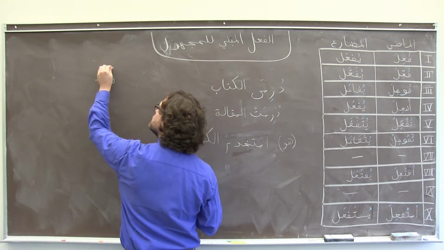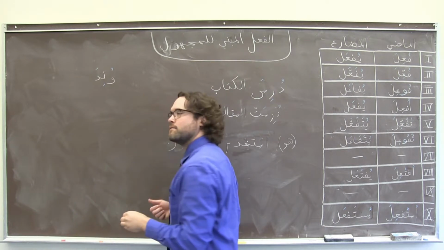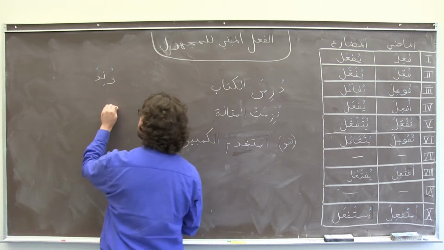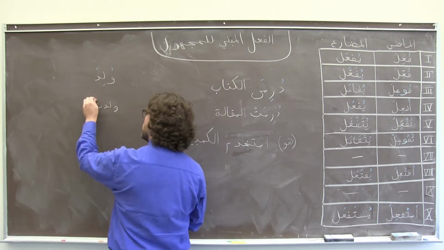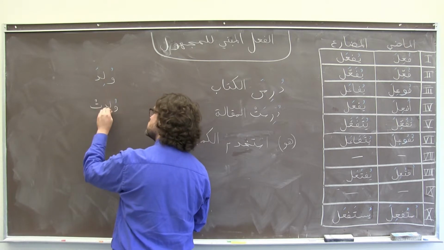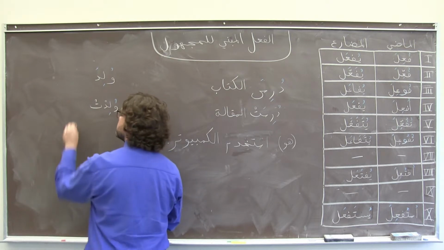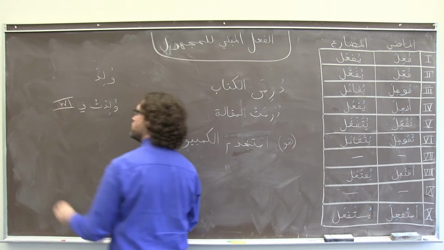Most students of Arabic learn the passive voice before they learn the active voice. Wulida means to be born. I could say wulidtu fi Wisconsin. I was born in Wisconsin.